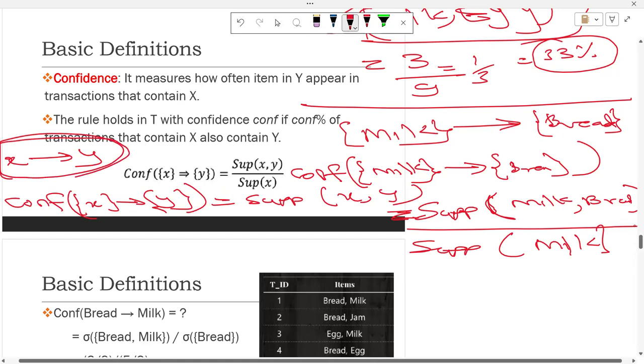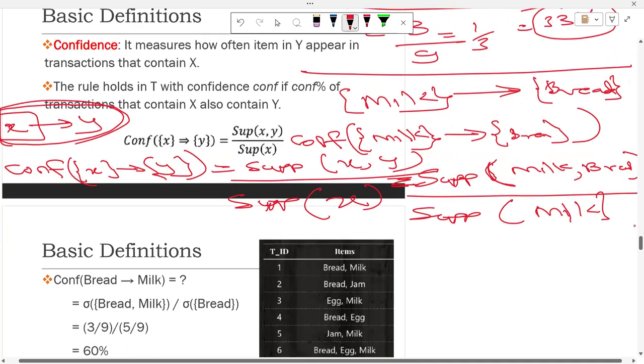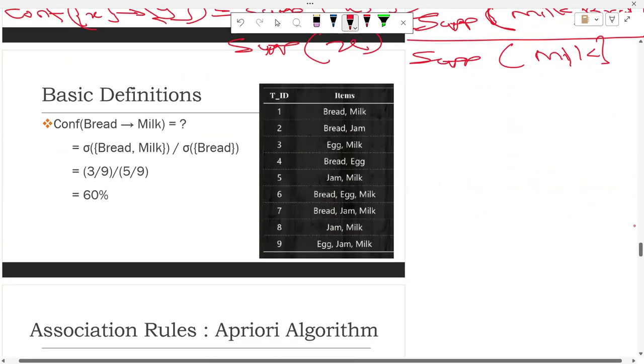So in X and Y all together, we need to find the support of X and Y divided by the support of the left-hand side. If you look at this equation, X is the left-hand side, so we divide by the support of X. This is the equation to calculate the confidence. Now we will look at an example.